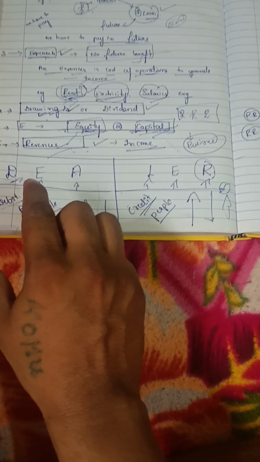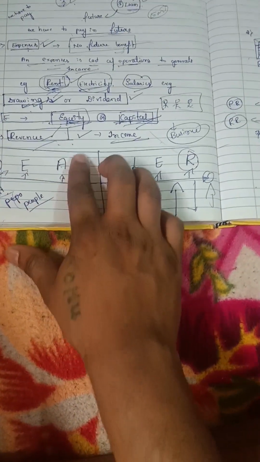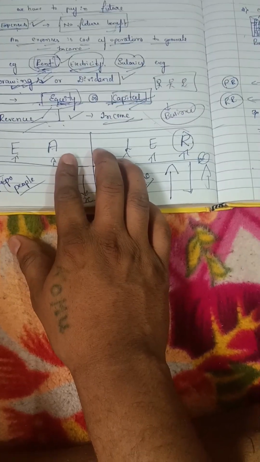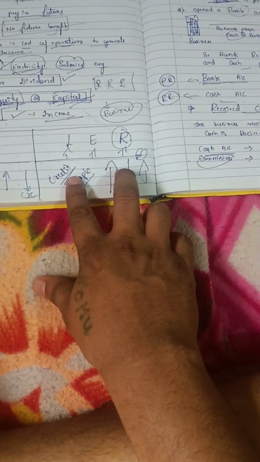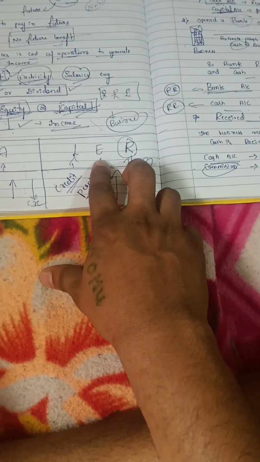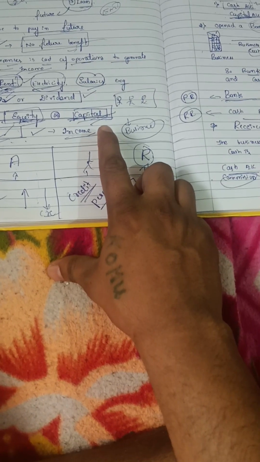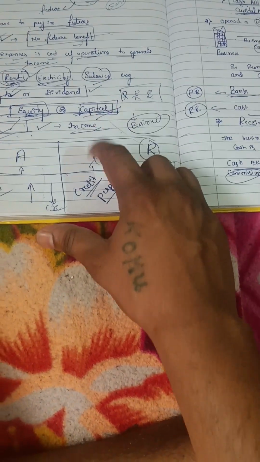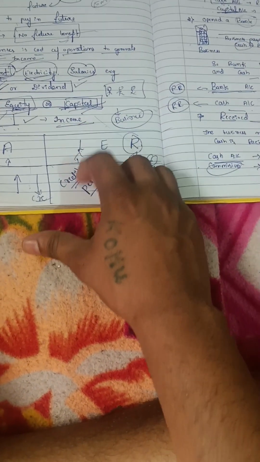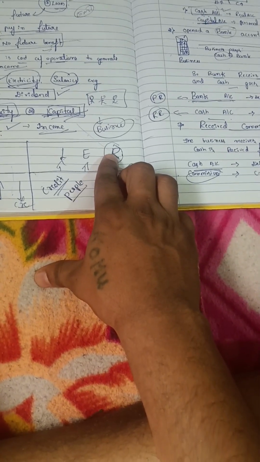Now I'll come to the credit people group. What is happening here? Liability, equity or capital, revenue. If liabilities are increasing, outstanding expenses are increasing, means what? We have to credit that entry. If capital or equity is increasing, means what? We have to credit that. If revenue or income is increasing, means what? We have to credit that.